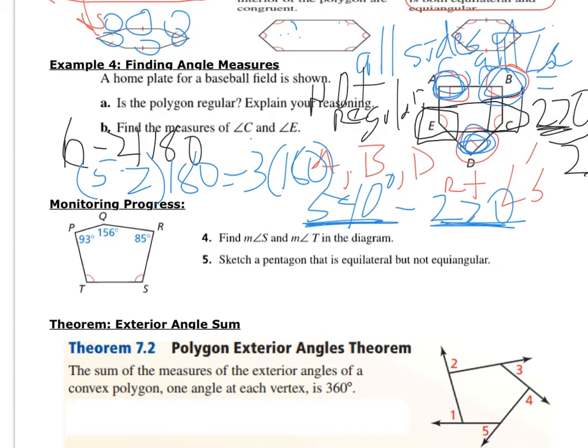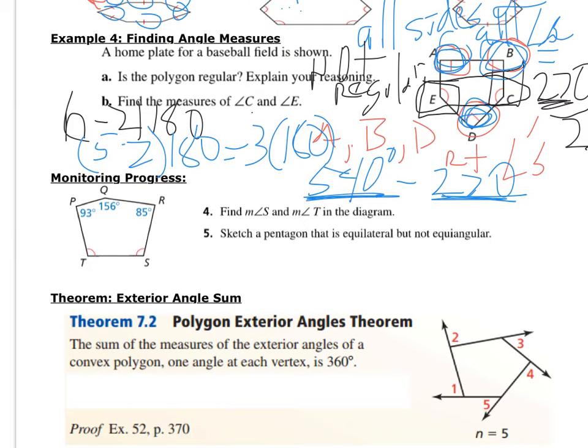So what I would like for you guys to do is to have a little practice on your own. It's a similar object here, but do this monitoring progress right here, okay, with the pentagon PQRST. Just do number 4 for right now, I apologize. Do number 4 here where they want you to find angle S and angle T. And then when we get to the 5 where we're sketching something, we'll do that together. Okay? So work those two real quick.